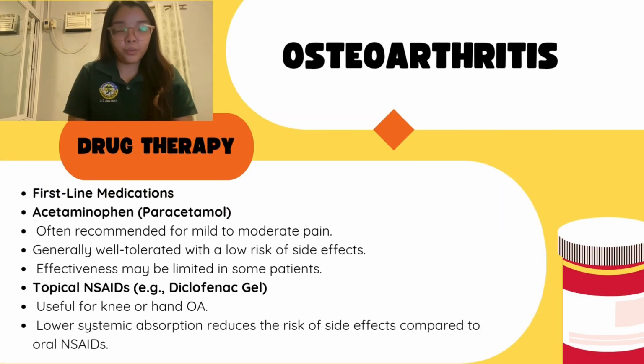For drug therapy, we have the first-line medications like acetaminophen, often recommended for mild to moderate pain, generally well tolerated with a low risk of side effects. Effectiveness may be limited in some patients. And we also have the topical NSAIDs, useful for knee or hand osteoarthritis. Lower systemic absorption reduces the risk of side effects compared to oral NSAIDs.